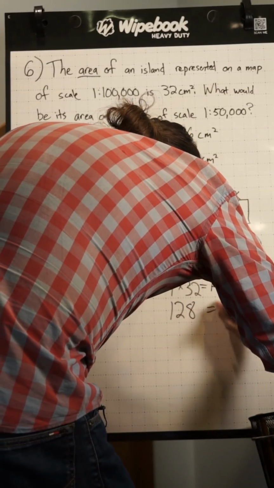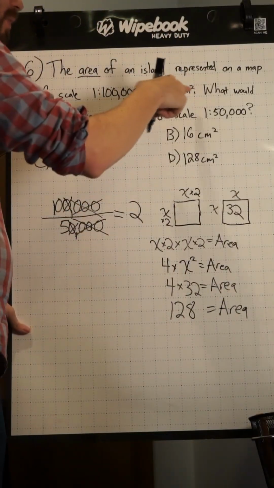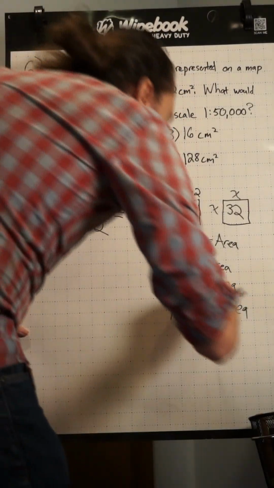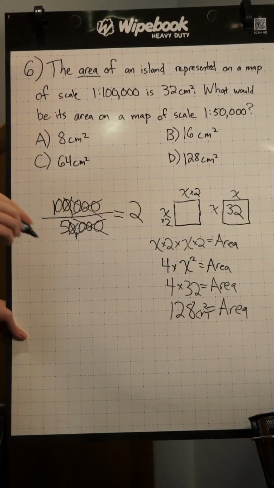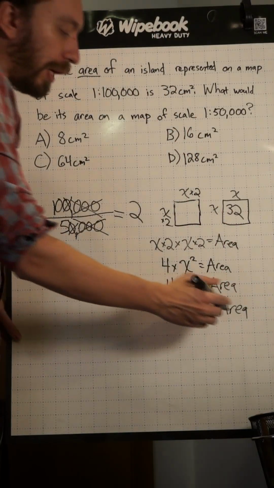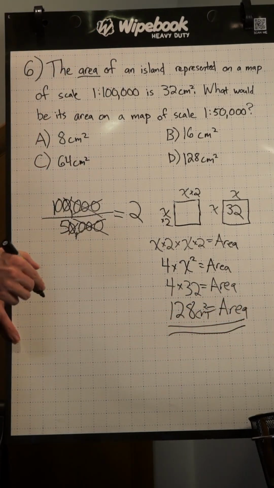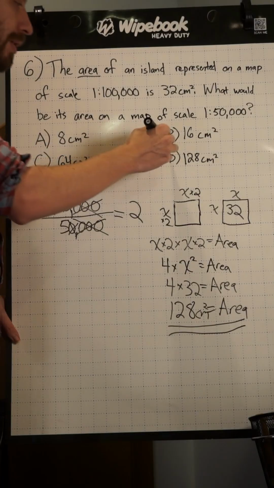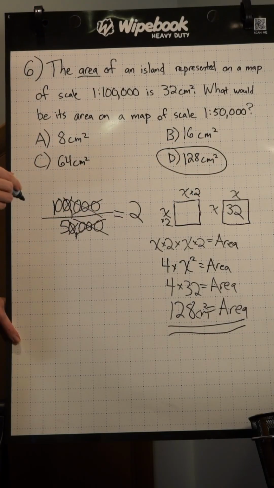So 128 is our area, but we want to make sure we remember the units. The units were centimeters, and for area, we will get centimeters squared. So our final area will be 128 centimeters squared. We look at our answers. That looks like it is D. So D, 128 centimeters squared, will be the final answer.